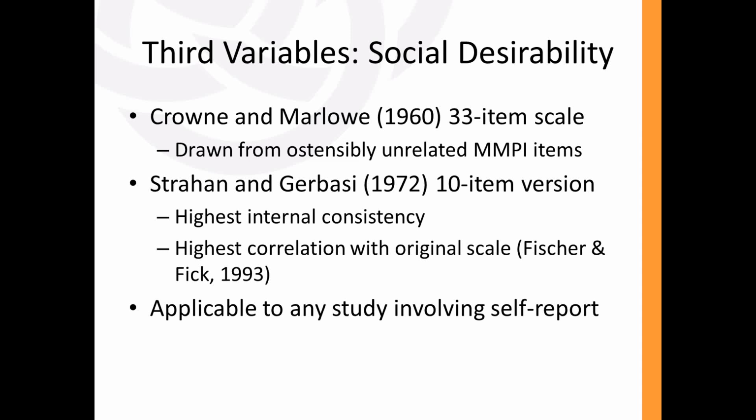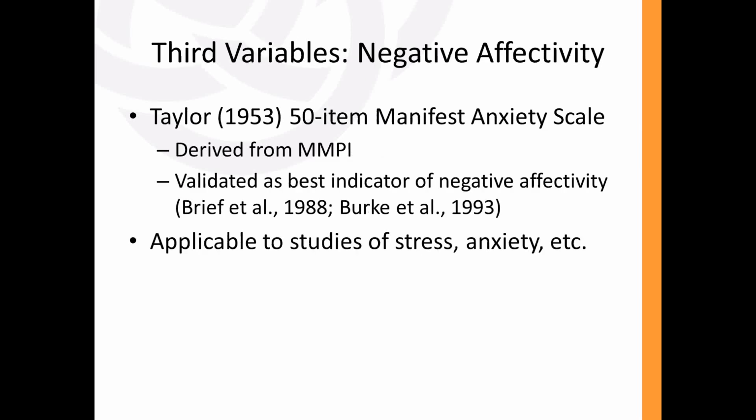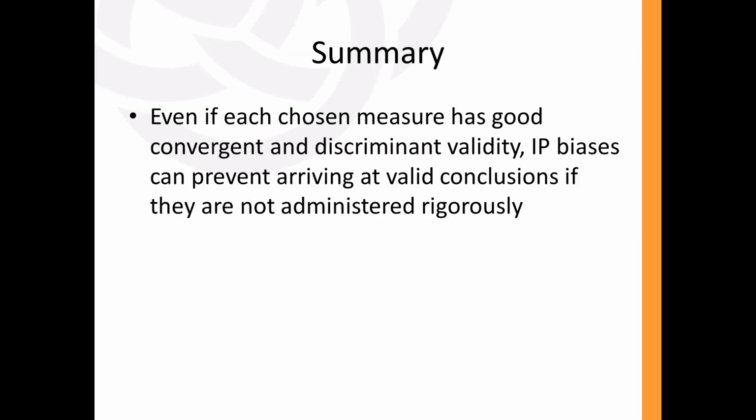By the way, all these articles are available on PsycARTICLES, which we have access to, and Google Scholar as well. Finally, we have negative affectivity. This is applicable to studies of stress, anxiety, anywhere we have negative emotions or negative perceptions coming into play. This is based on a 50-item scale, so it's a little bit longer, but depending on how specific your study is to these kinds of constructs, you would want to include it and control for its influence, partialize its influence.